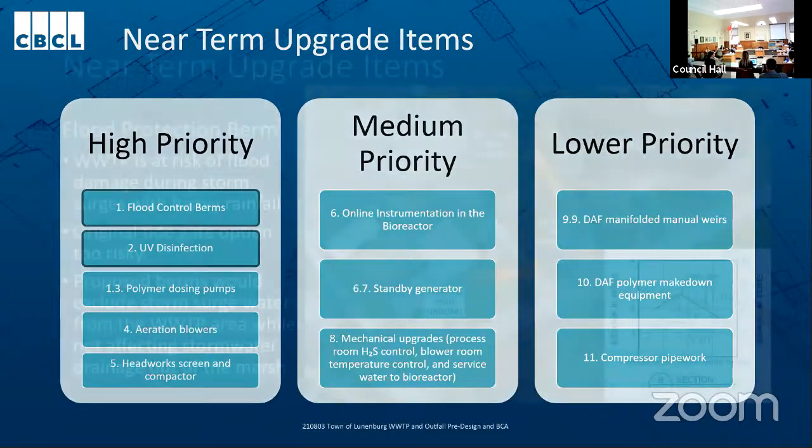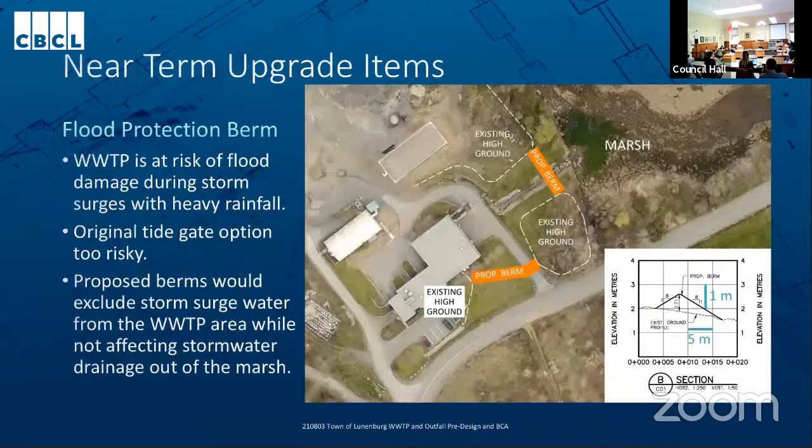Next slide, please. Okay. The first item and the highest priority one in our prioritizing ranking is a flood protection berm.